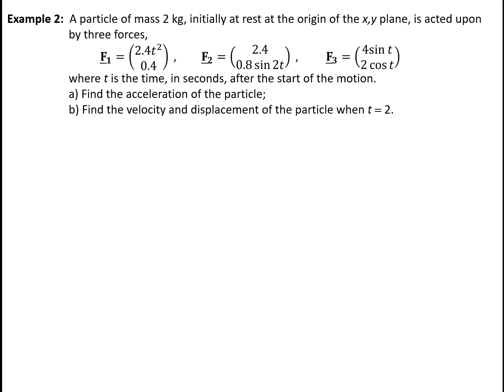Well, Newton's second law tells us that the resultant force is the mass times the acceleration, and the resultant force we know is simply the sum of the 3 forces. So we've got F1 plus F2 plus F3 is equal to the resultant force, and Newton's second law tells me that that must be equal to the mass 2 times the acceleration.